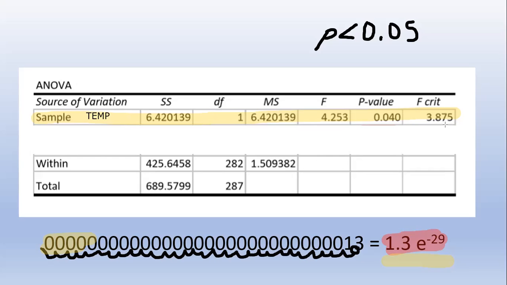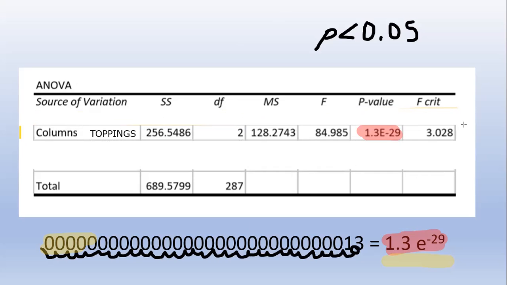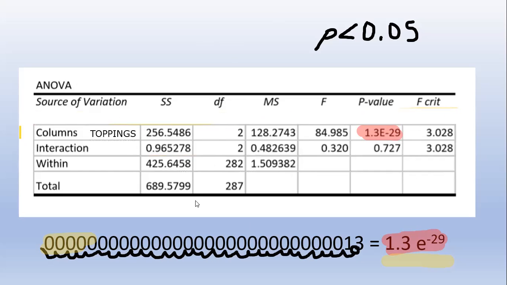We also could have just done a one-way analysis of variance that would have looked like this. It's only looking at topping. I'm going to delete this. It could have looked just like this. And it just would have had topping with the degrees of freedom at the bottom, and we would have only had that information to look at.